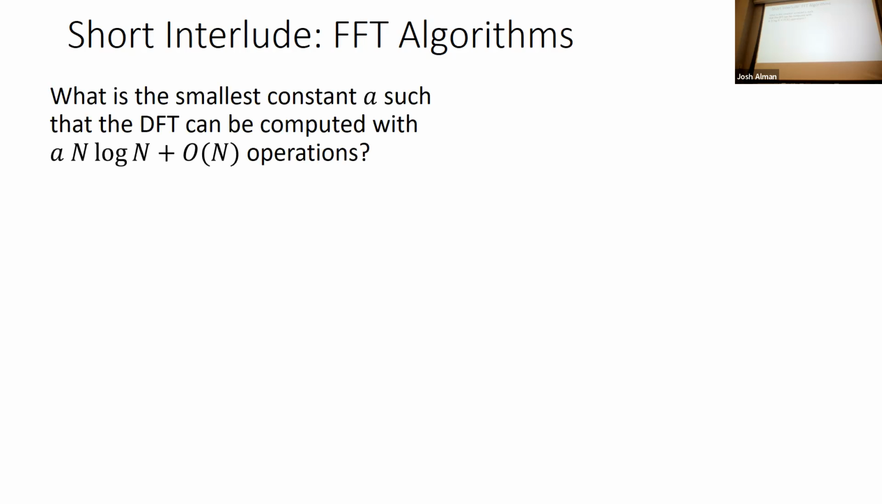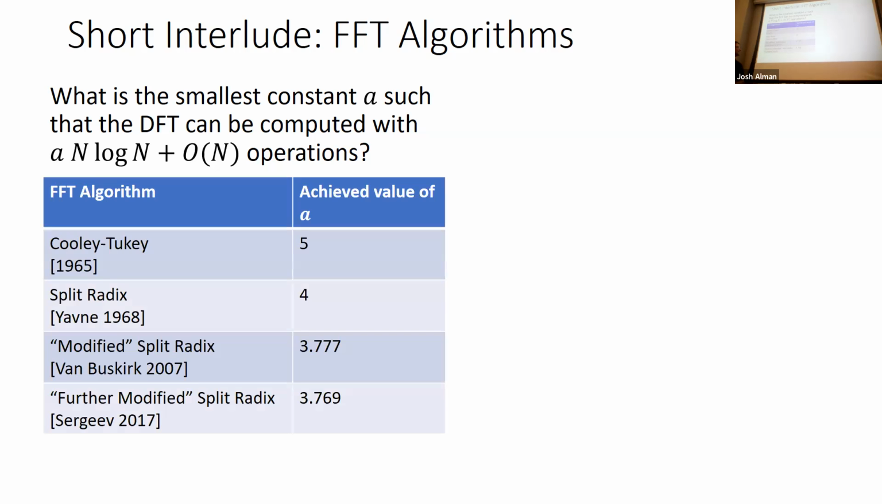Here there's a similar kind of question of what's the smallest constant a so that you can do the DFT with a times n log n operations. And this problem has actually had a number of improvements. There's the famous Cooley-Tukey algorithm, which gets a leading constant of 5. Then a few years later, they found you can do something called a split radix trick to get it down from 5 to 4. And then all the way later in 2007, Van Buskirk showed you can improve it even more to 3.777. I think this improvement's really funny because Van Buskirk didn't write a paper about this or something.